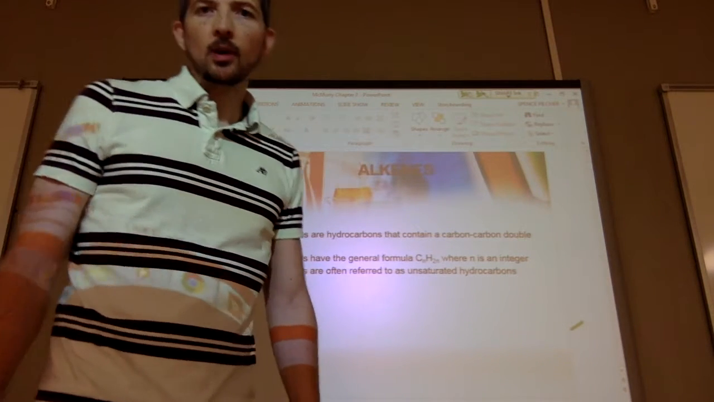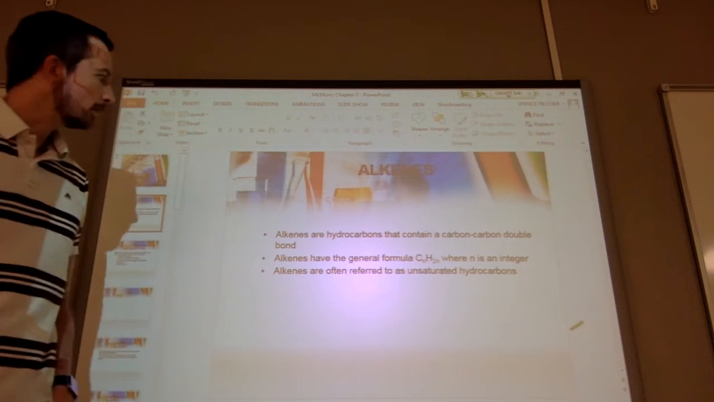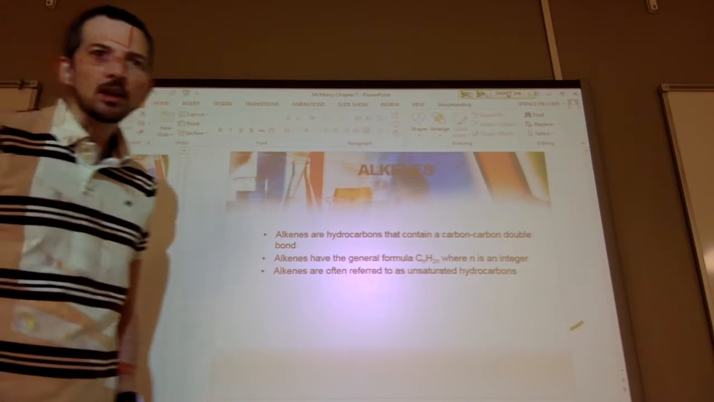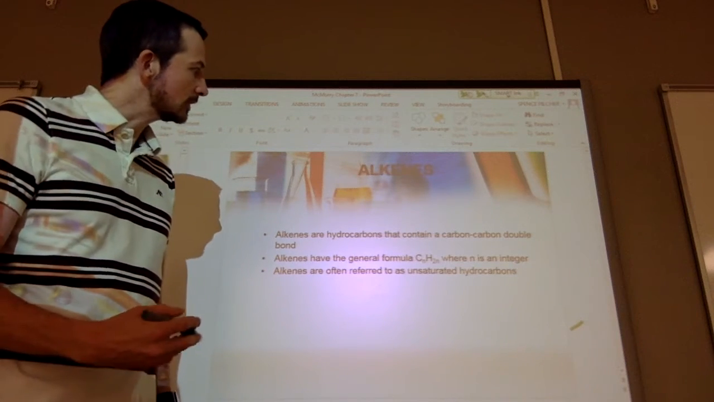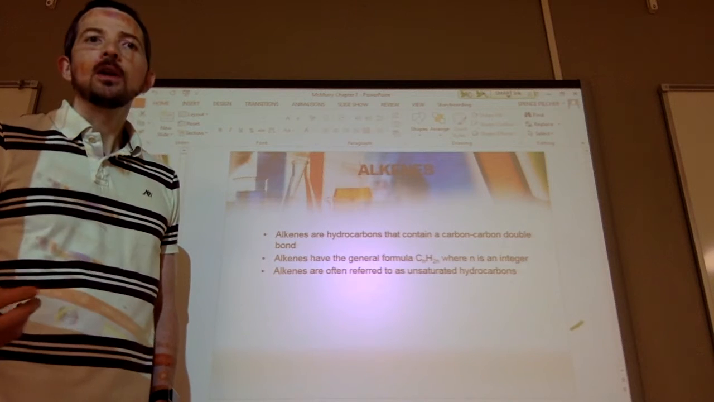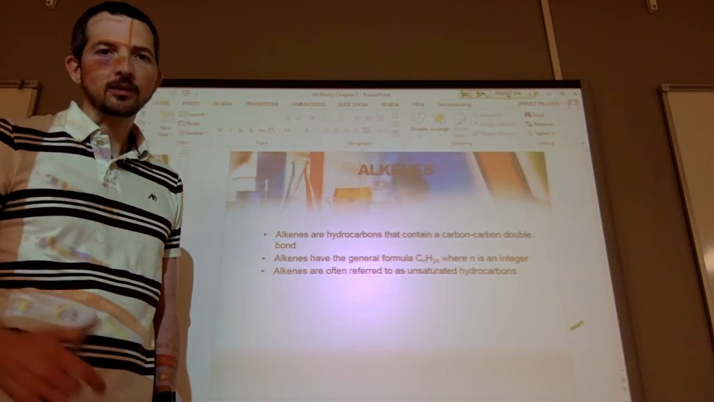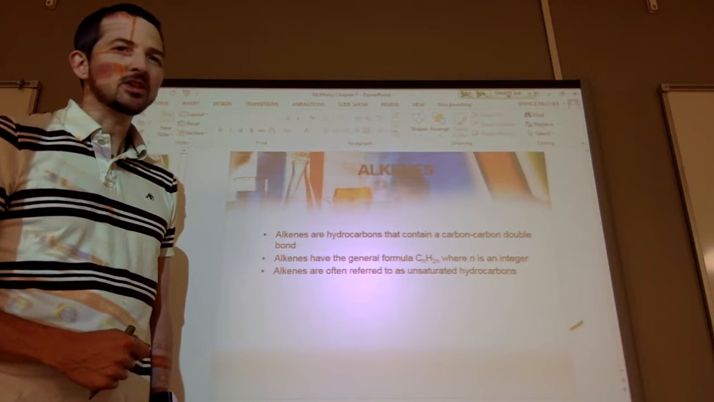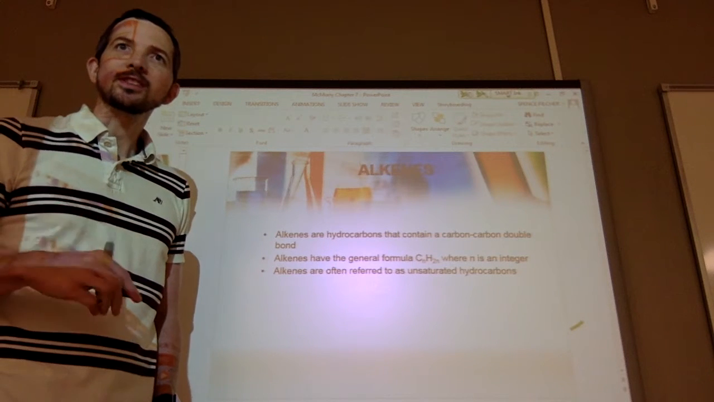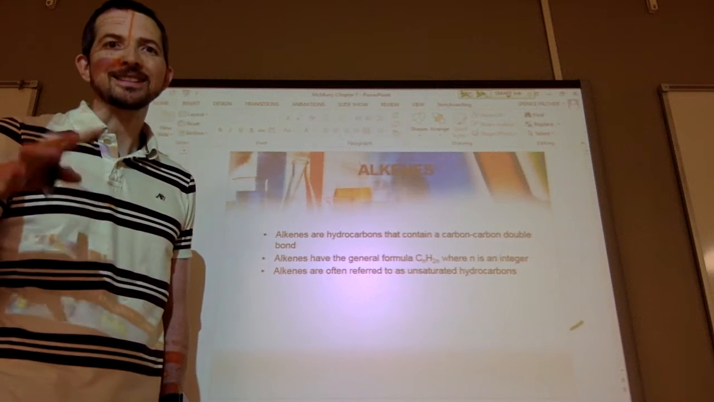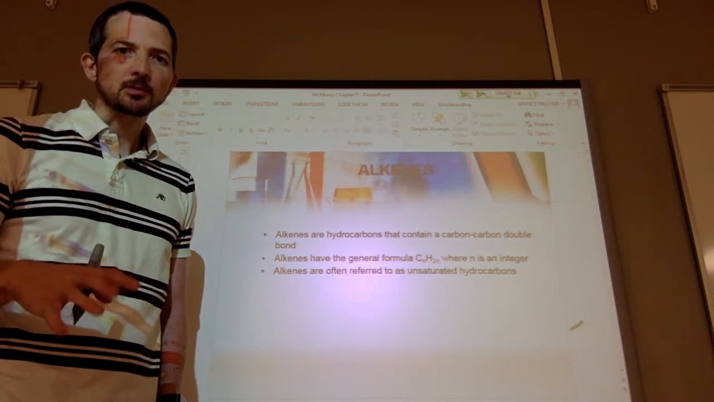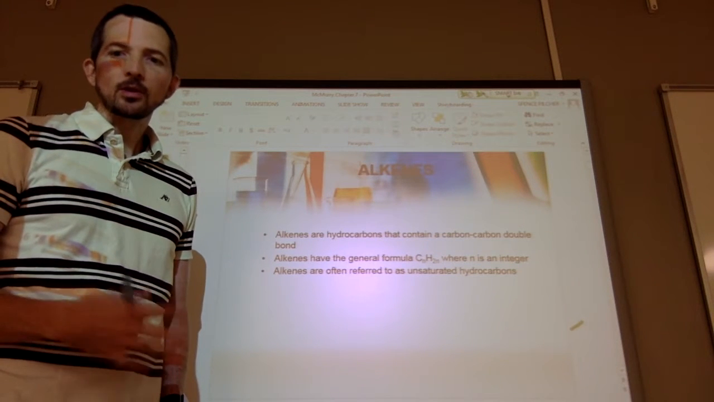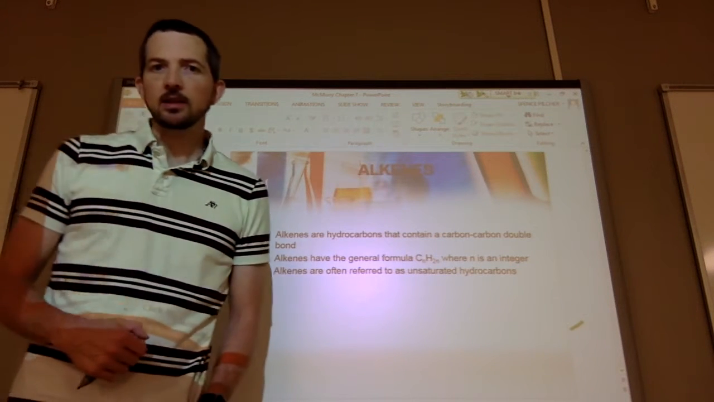So alkenes are hydrocarbons that contain a carbon-carbon double bond. Alkenes have the general formula CnH2n, so that's different from alkanes, which is CnH2n plus 2, because we have two less hydrogens now because of the pi bond. Alkenes are often referred to as unsaturated hydrocarbons. Remember we talked about this before. It's talking about being saturated with hydrogen. It has the maximum number of hydrogens possible. Alkenes do not have the maximum number of hydrogens possible, and so they're referred to as being unsaturated.